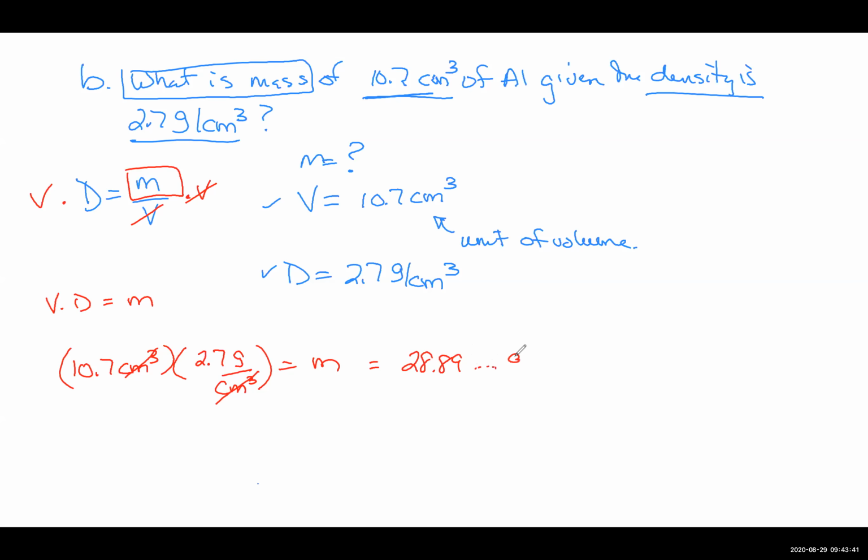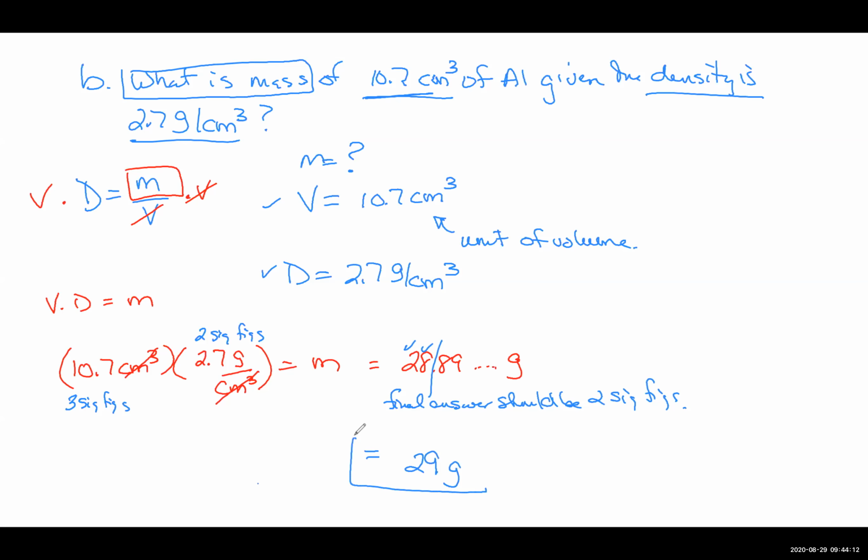You might get some more. Units will be grams. Now let's check on sig figs. This is 3 sig figs, 10.7. 2.7 is only 2 sig figs. So my final answer should be 2 sig figs. So I'm going to keep the 2, I'm going to keep the 8, I'm dropping an 8, I'm dropping a number that's greater than 5, so I got to round up. So my final answer would be 29 grams. Again, don't forget to include your units.